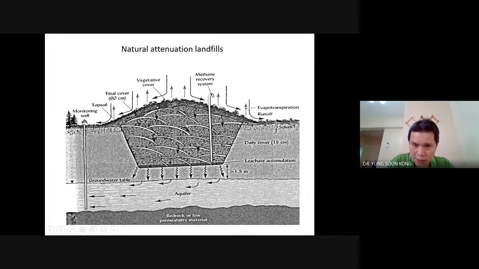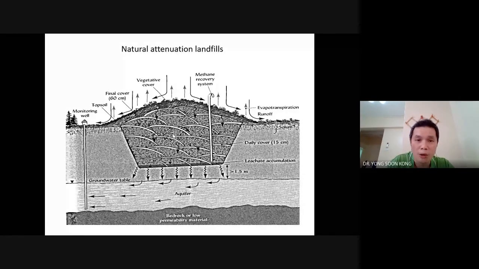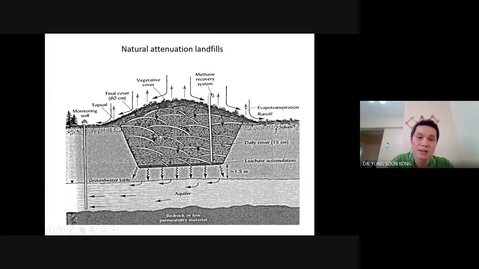But here's the thing: if you have natural attenuation, you're relying on the bacteria to do all the decomposition. They may produce gas, so there might be some gas being produced, which will be channeled out. Maybe it's going to be reused for the methane or whatever. So this is what they do. On the surface, they're going to conduct phytoremediation, with plants that can absorb moisture and also absorb all these contaminants. Okay.